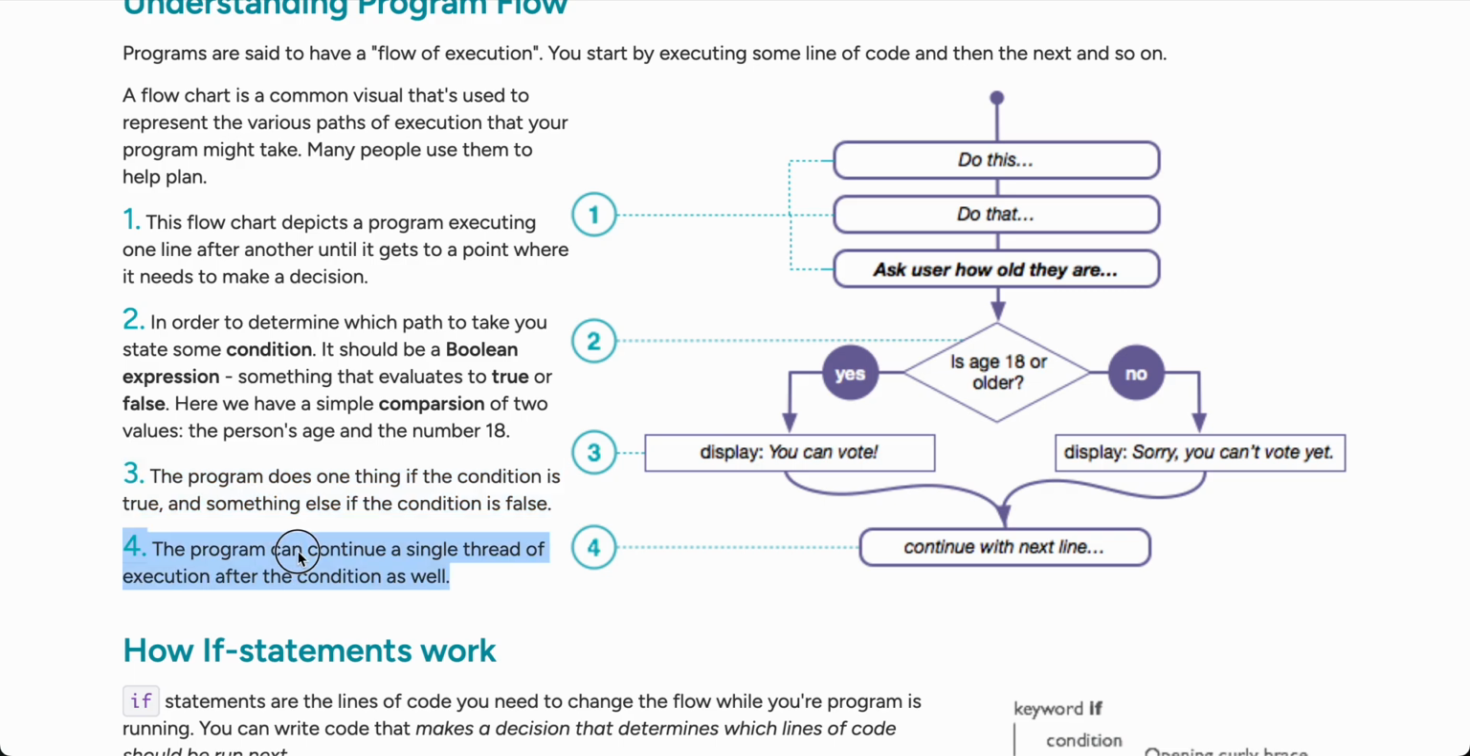is false. The program can continue a single thread of execution after the condition as well. So if yes, they are 18 or older, it displays you can vote. No, it displays sorry, you can't vote. And then no matter what, it continues with the next line of code.